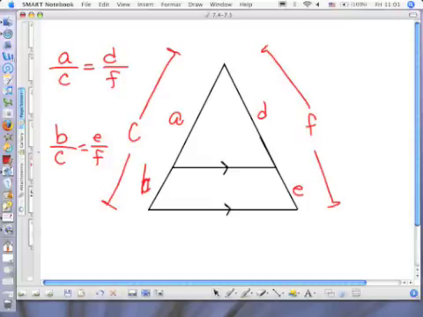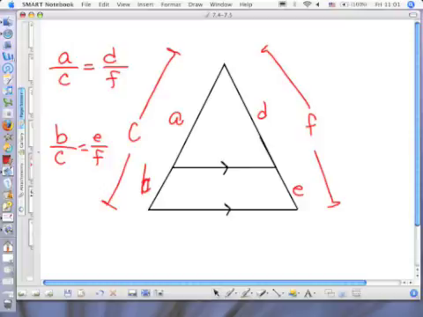Through which theorem or postulate? The angle-angle similarity theorem. So basically what we're dealing with here is two similar triangles. Where do you get the angle? The corresponding angles. Parallel lines cut by a transversal, corresponding angles here are congruent.